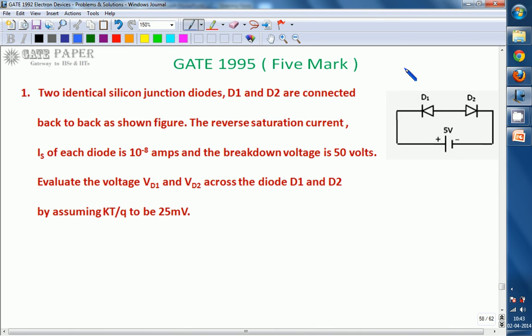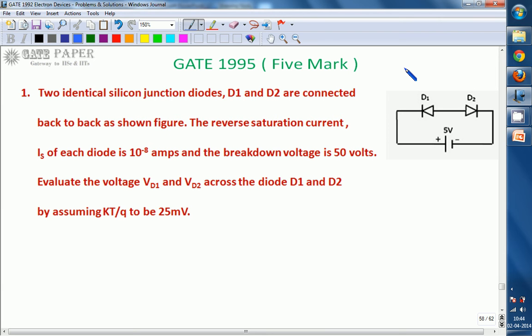We are discussing the GATE 1995 ECE paper. This is a 5 mark question related to electronics. Look at the diagram. Two diodes are connected in series opposing and they are connected with a 5 volts battery. Two identical silicon junction diodes D1 and D2 are connected back to back as shown.